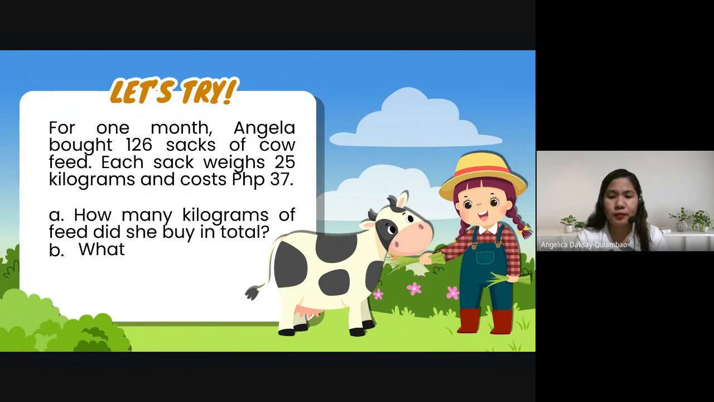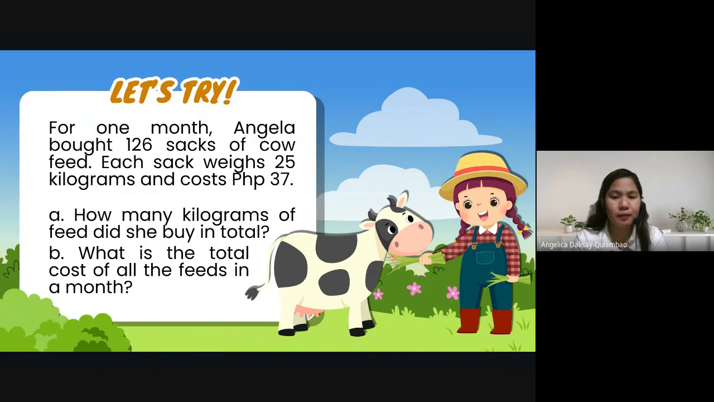For 1 month, Angela bought 126 sacks of cow feed. Each sack weighs 25 kilograms and costs 37 pesos. For the first question, how many kilograms of feed did she buy in total? And what is the total cost of all the feeds in a month?